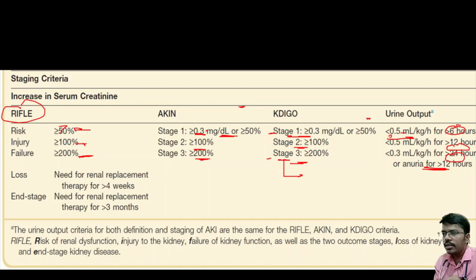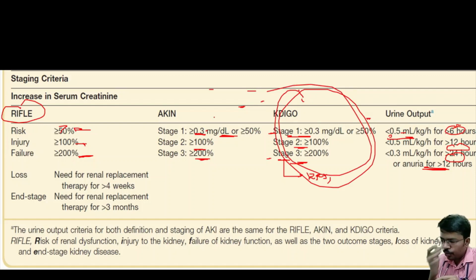Along with that, need for RRT, creatinine more than 4, age less than 18, eGFR less than 35 is also stage 3. So this is with respect to the staging of AKI as per KDIGO. This one we have to follow. And in a few textbooks, instead of mentioning this as a percentage, they mention it as 1.5 times, 2 times, something like that. That is just to show you how the textbooks have mentioned it.